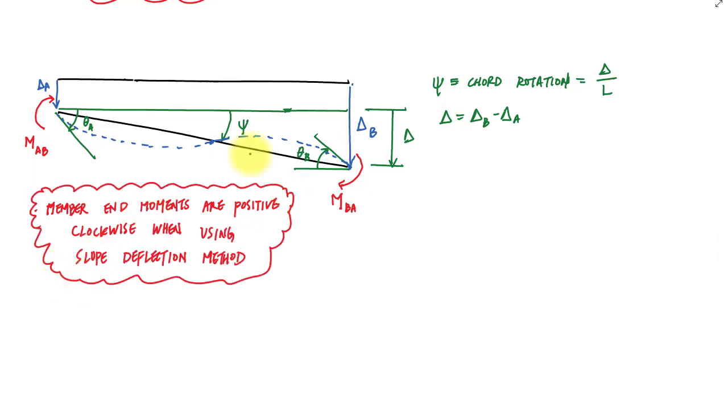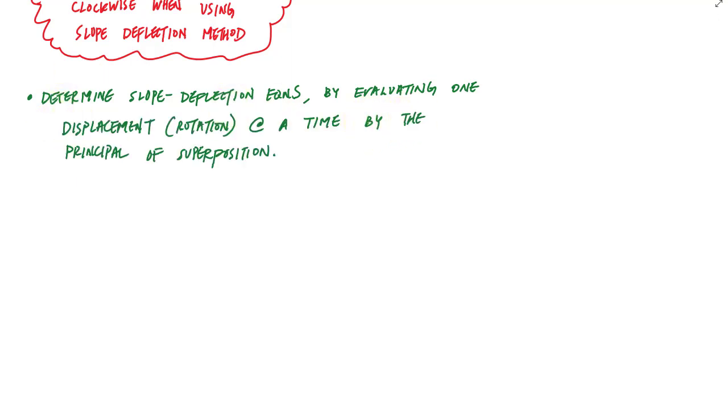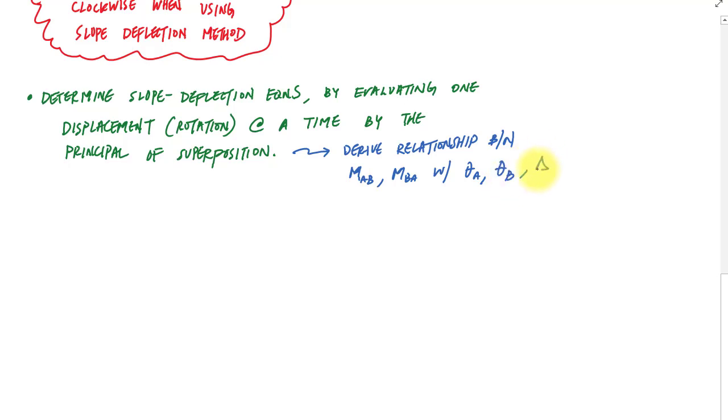And so now what we want to do is relate the member end moments to each of these displacements or rotations. And now we're going to determine the slope deflection equations by evaluating one displacement at a time by the principle of superposition. We'll derive the relationship between the end moments MAB and MBA with theta A, theta B, and delta or psi, which is essentially the chord rotation delta over L, one at a time.